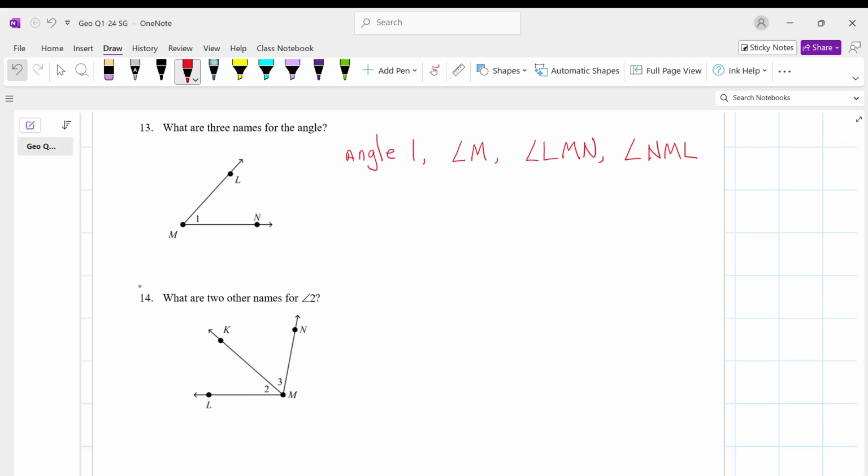All right, and problem number 14, 2 other names for angle 2. All right, so angle 2 is right here. It's this green one. We can call it angle KML, or we can call it angle LMK.